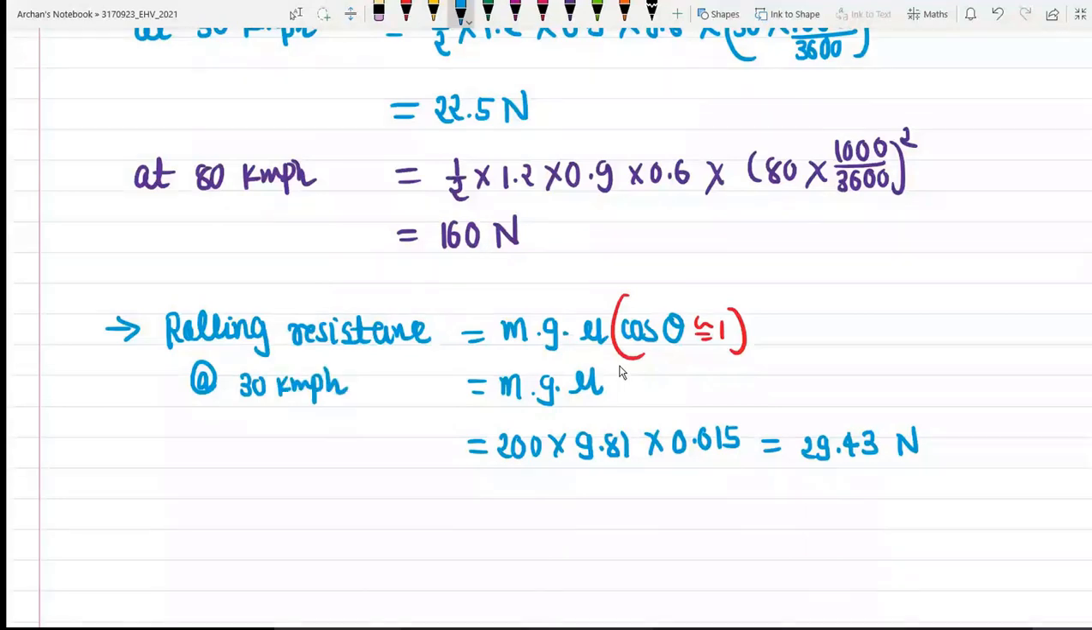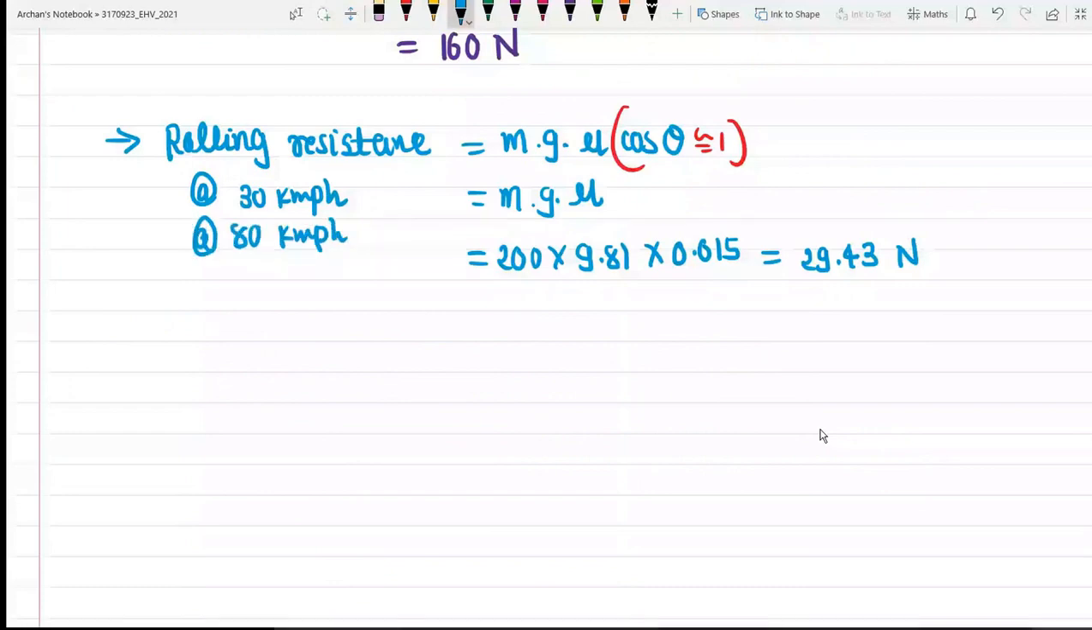Now if I increase the velocity from 30 to 80 kilometers per hour, what will happen? Is this rolling resistance going to change? No, because you can see the rolling resistance does not depend on the velocity of the vehicle. So it will remain constant at 29.43 Newton, whatever the speed. For both velocities v1 and v2, the rolling resistance remains the same, that is 29.43 Newton. At 80 kilometer per hour also we will get the same value.